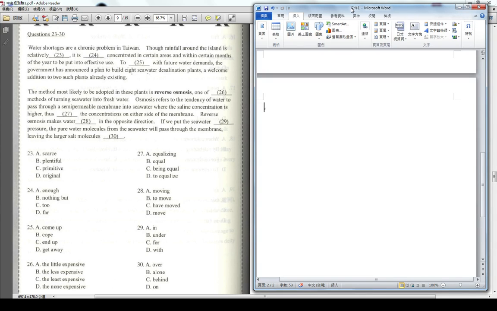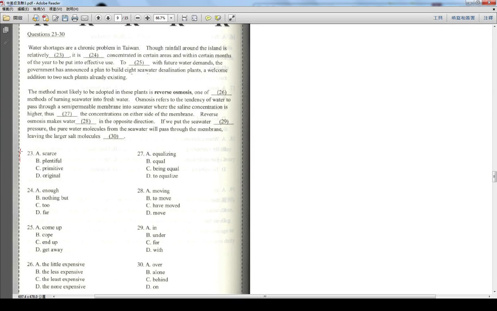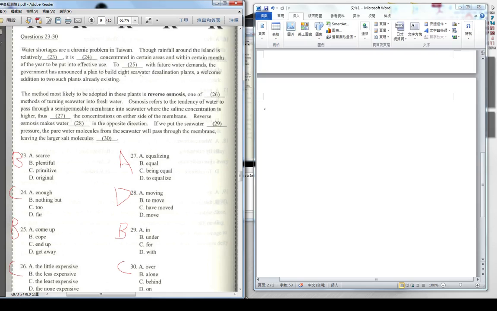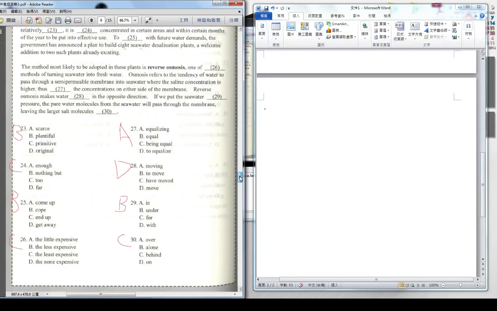Okay, so let's start explaining our last part, and do the answer first. The answer is B, C, B, C, and A, D, B, C. So A, D, B, and C. Okay, so I have to do it smaller and down.